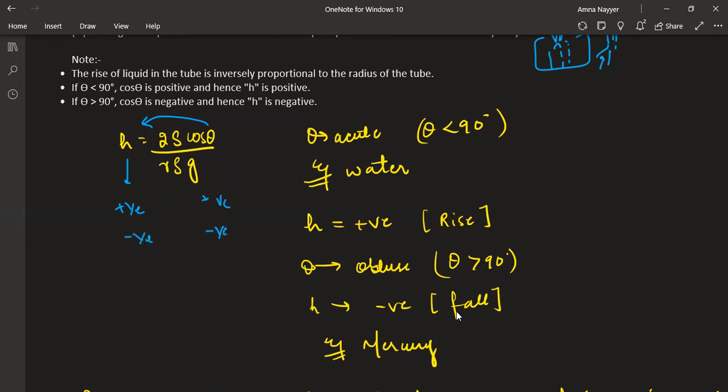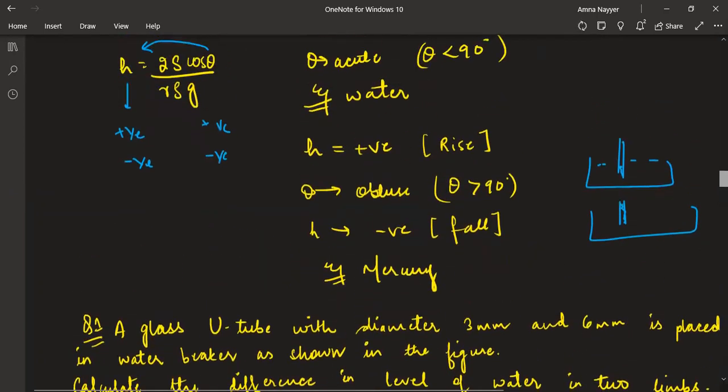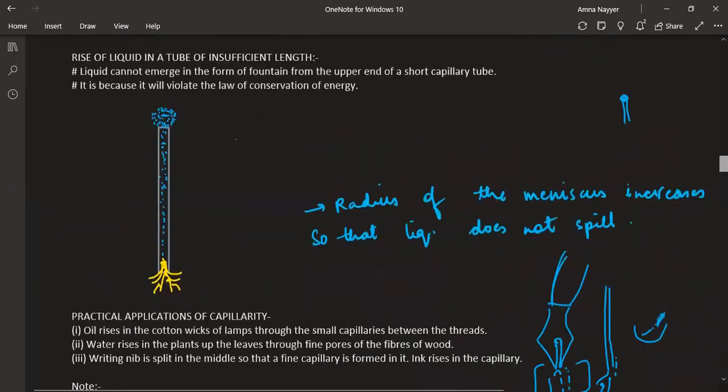So there you have a fall, like the mercury example I gave you. If you keep the tube in mercury, the level decreases in the tube, while if you take water, the level increases in the tube. That is because of the angle of contact that is made. We'll practice some questions. First, note down this part.